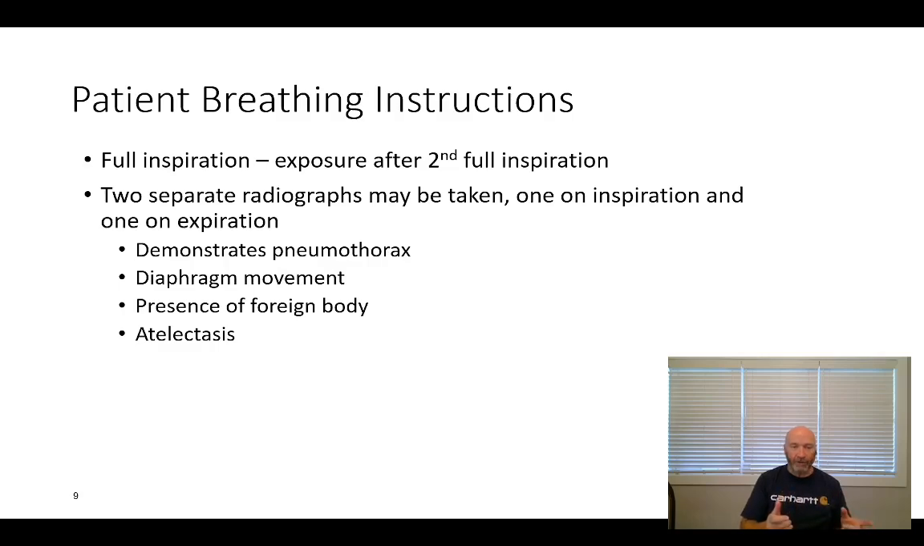And if it's a small pneumothorax, then what we may find is that the edge of the lung may follow the rib very closely. So we increase our chances of being able to visualize the edge of the lung if we do inspiration and expiration chest x-rays. So that's one example. Diaphragm movement and presence of foreign body follow the same train of thought as well.